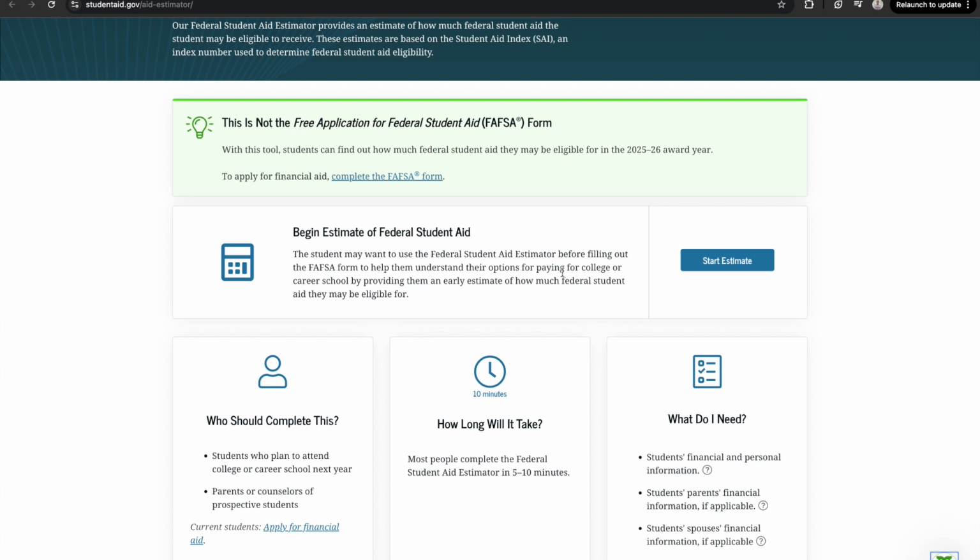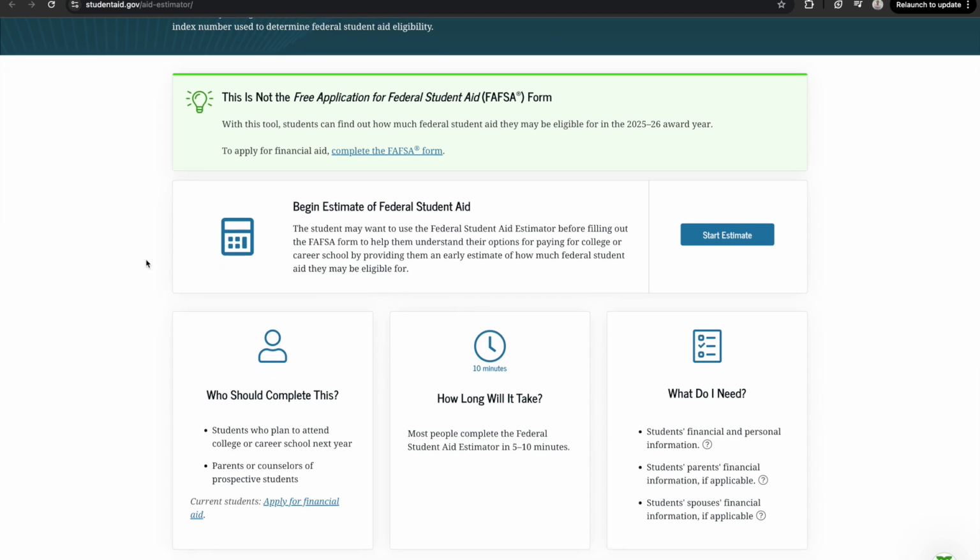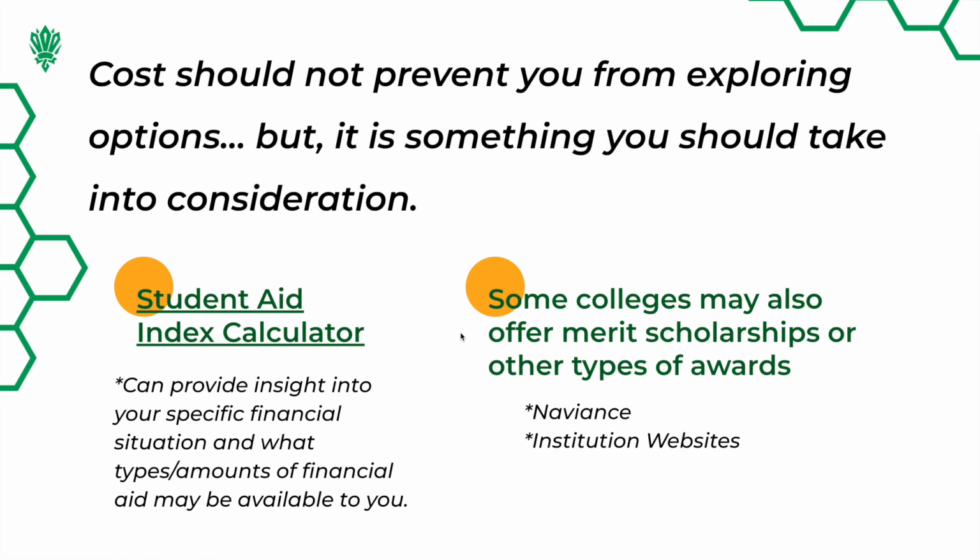But we can do a little estimate here that might help you get a better understanding of the options you have for paying for college, and like it says here, an early estimate of how much federal student aid you might be eligible for and might be able to expect next year. So that can help with some of the cost of school.